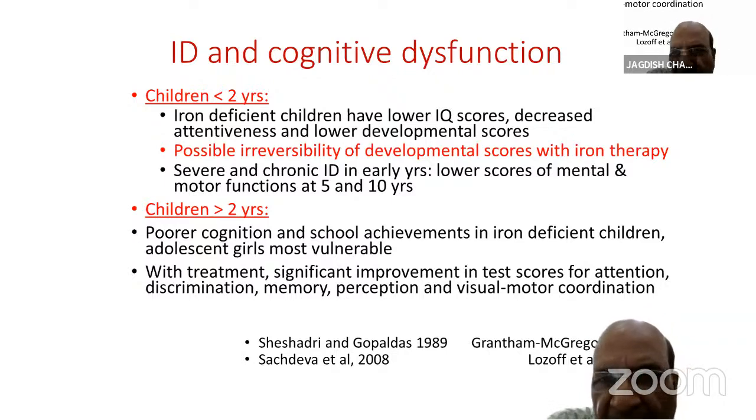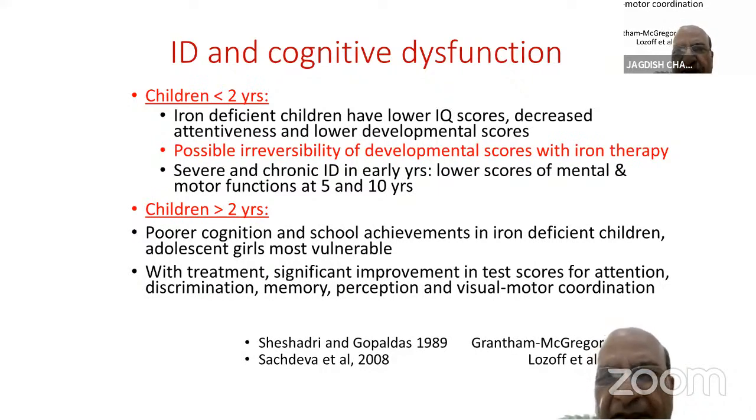Another important aspect is iron deficiency and cognitive dysfunction. Now, I'm not trying to say that in our busy day-to-day clinical practice you look at the cognitive functions of the child, but this information is important to highlight when you are counseling families regarding the continuation or completion of treatment. You can see that under 2 years of age, there is possible irreversibility of developmental scores even with iron therapy. That is something very disturbing, which means that we have to prevent iron deficiency so that cognitive dysfunction does not occur.